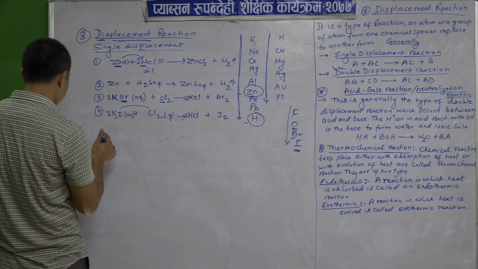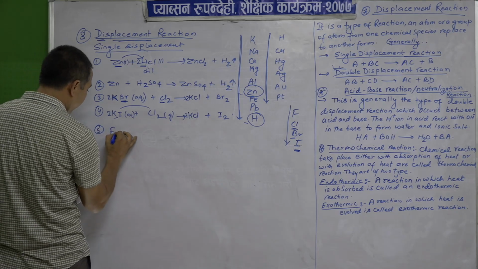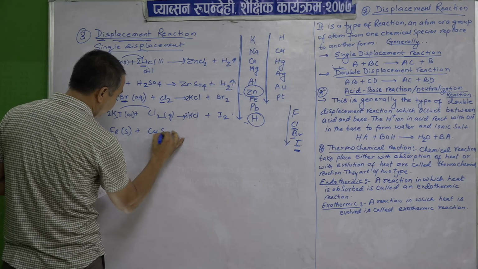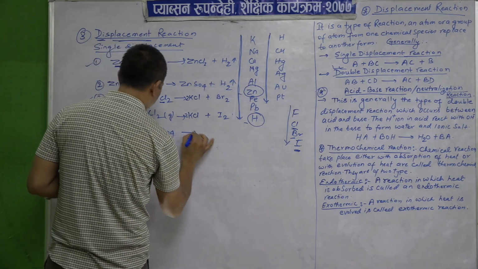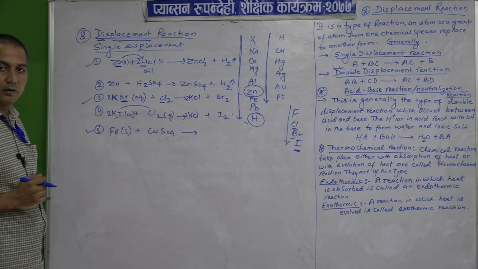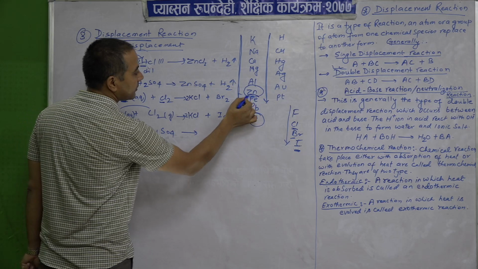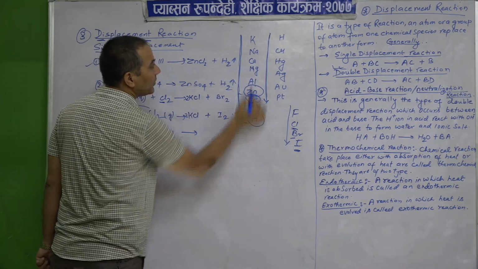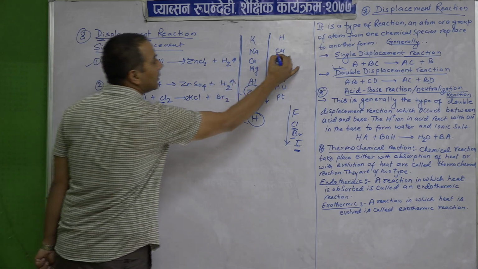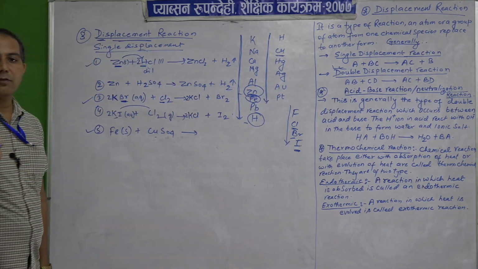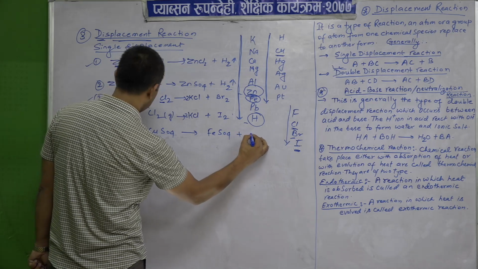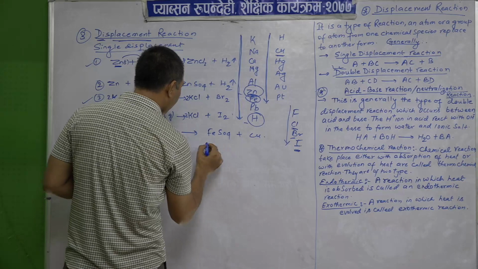Then the next, let's take another example. Number 5, ferrous plus copper sulfate. It is important for you. Now, can you tell me whether it will replace or not? Let's see. Ferrous is in which position? Here, and hydrogen is downwards, so after ferrous comes copper. That means copper is less reactive than ferrous. Therefore, what happened? FeSO4, ferrous sulfate, plus copper.